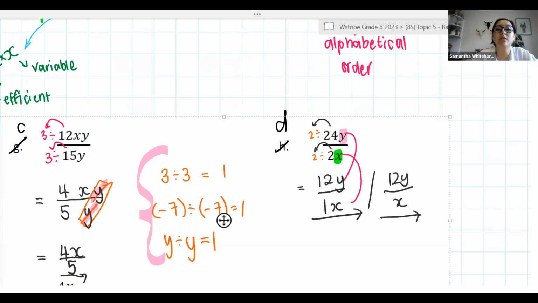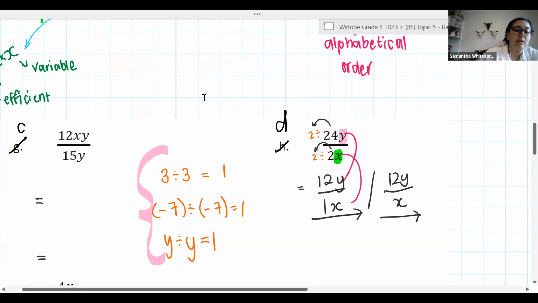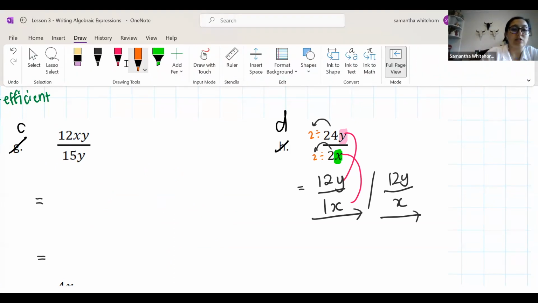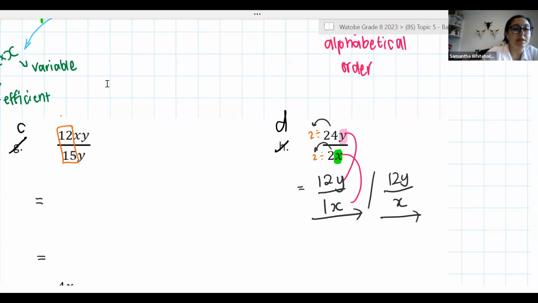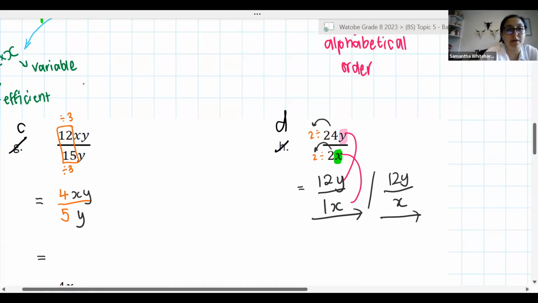Okay, so guys, if I just quickly go back to C, I'm just going to take out all the writing. So if we start with the numbers, so if we ignore the variables for a second and we just look at the numbers, both of those can be divided by 3. So if I say 12 divided by 3, I get 4. And if I say 15 divided by 3, I get 5. So that's my number sorted. I then still have the xy at the top and the y at the bottom.